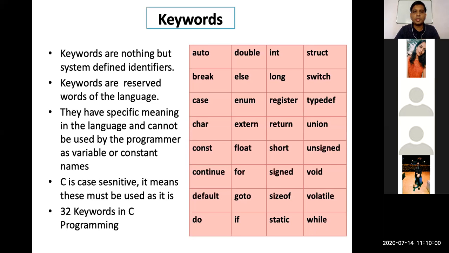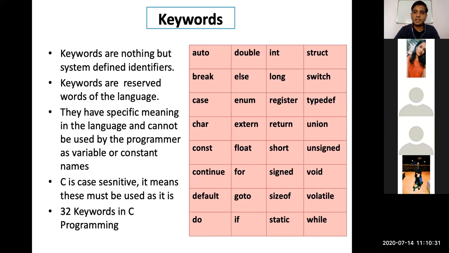Now the next very important one is the keywords. So what are keywords? Keywords are system-defined identifiers, or you can say that their meaning is already defined in the compiler. For example, take the example of case. The meaning of case is already known by your compiler. That's why it's known as a keyword, which has an already defined meaning.